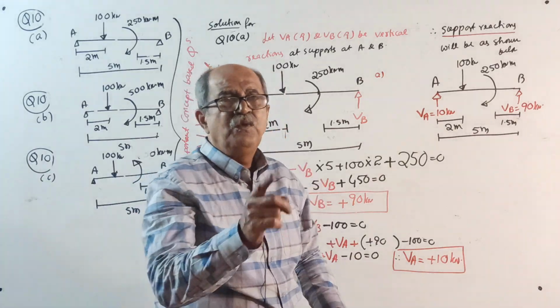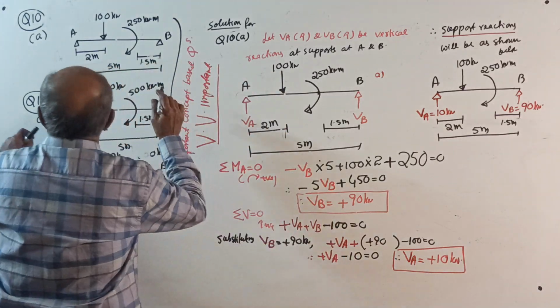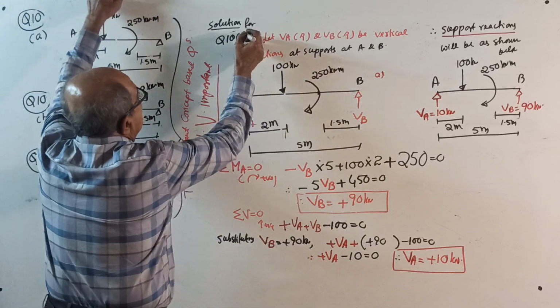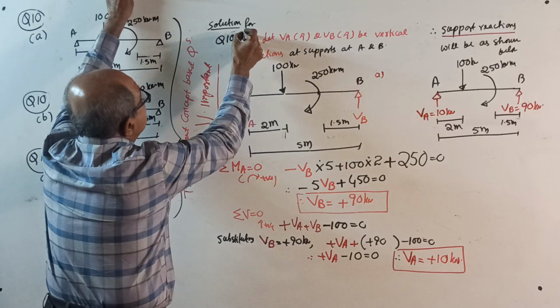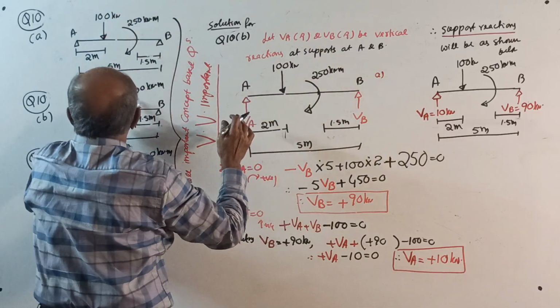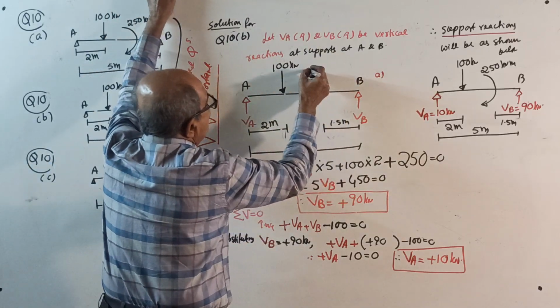Now go for solution for question number 10B. I will fast solve it now. Okay, I will correct it now. You write once again 10B. It is 500 clockwise. Okay.